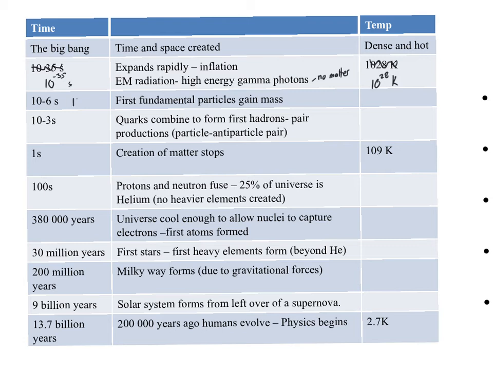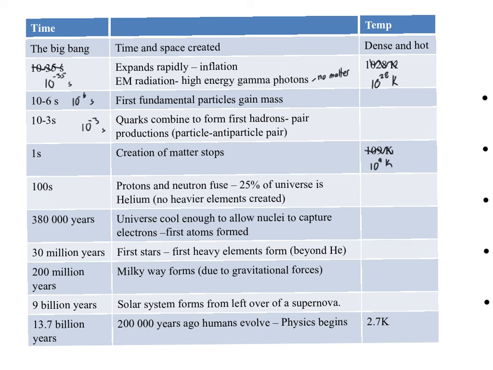So at 10 to the minus 6 seconds, the first fundamental particles start gaining mass through a process that involves the Higgs boson. So quarks and leptons start forming at that time. At 10 to the minus 3 seconds, quarks combine to form the first hadrons. So there is a lot of pair production taking place at that point, and still the temperatures are quite high. After 1 second, the creation of matter stops, and this is happening at 10 to the 9 Kelvin.